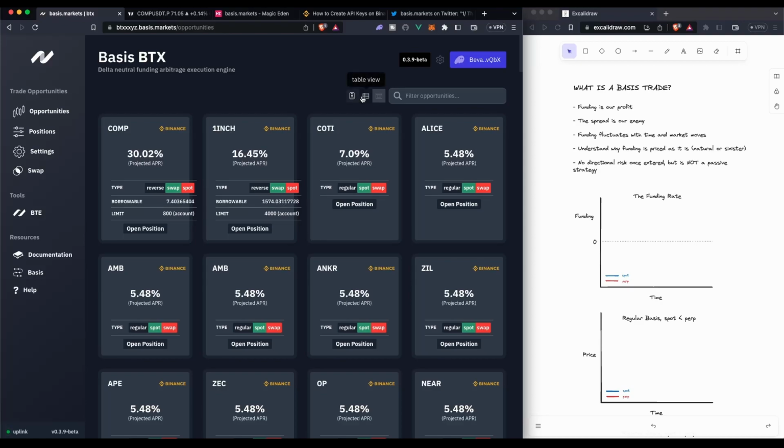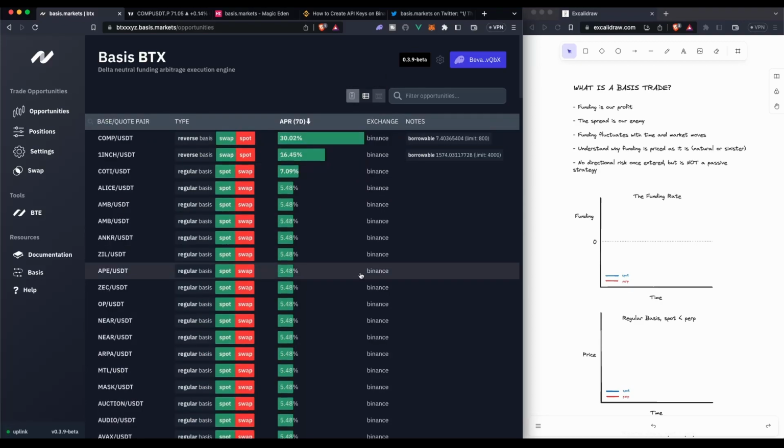We can go in the card view or the table view. The table view is quite nice, I think. And we'll go through and understand what exactly a reverse basis trade is and a traditional basis trade is, but the borrowable amounts are quite important. And in the new update, we've got those as well.